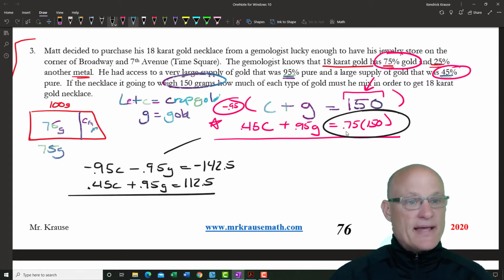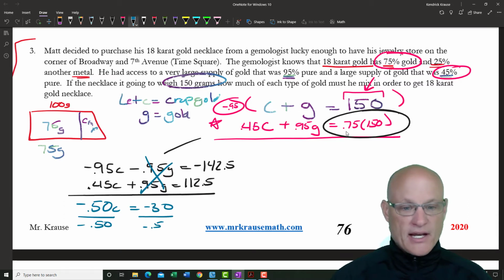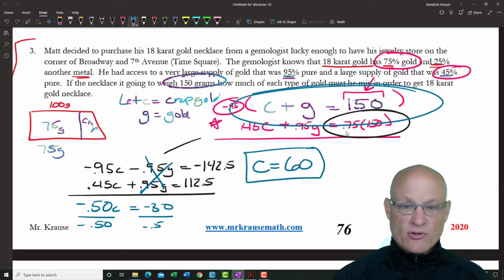If I do this math, let's see what I come up with. These cancel, so this is negative 0.50 crap equals negative 30. Divide by negative 0.50, and I get crap equals 60. Well, I just go back to this original equation. If crap equals 60, that means gold has to be equal to 90.